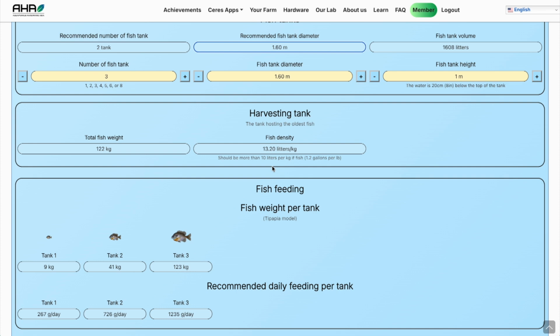We need to make sure our fish have enough space to live. This is measured as the quantity of water per kilogram of fish in the tank housing the large fish. Ceres assists us with this calculation. Ceres includes an advanced fish growth model and advises us on how to split the amount of fish food based on fish size.